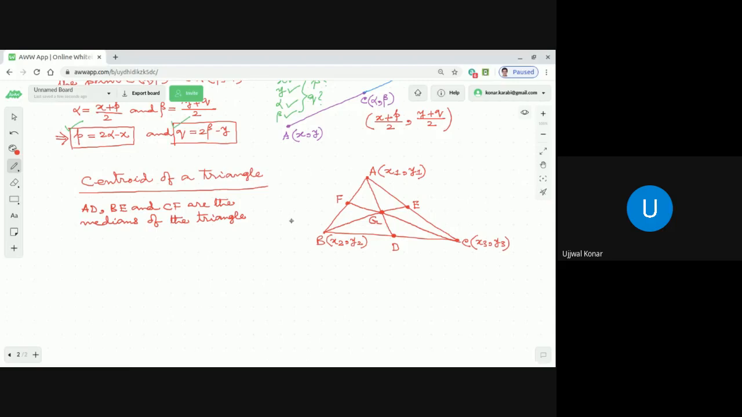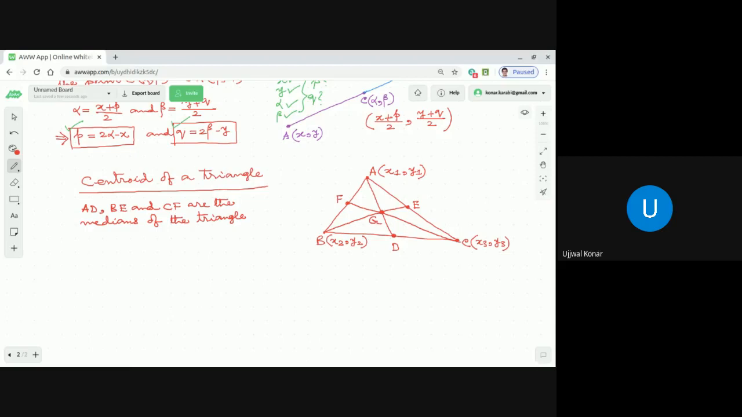So, in other words, dear students, we need to find the coordinates of the point G in terms of x1, y1, x2, y2, and x3, y3. And in the next 5 minutes or so, we are going to see how we can find the coordinates of the point G.